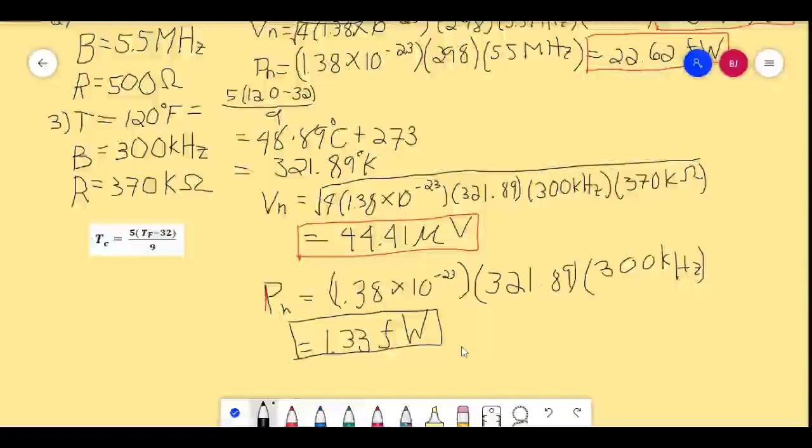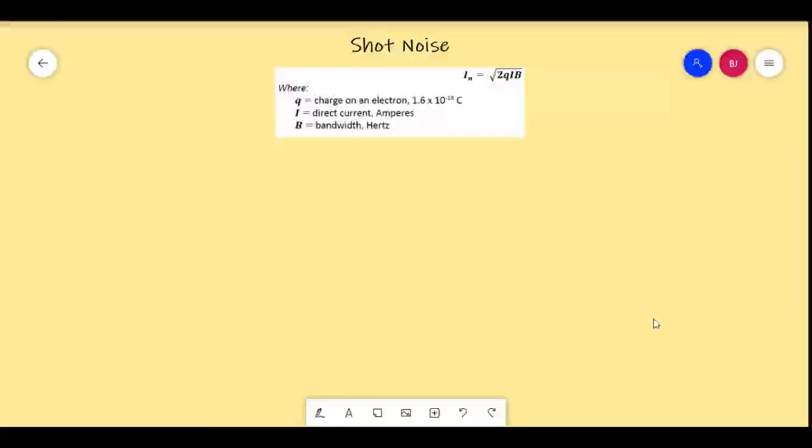So hopefully you understand how we're able to calculate thermal voltage or thermal noise voltage and thermal noise power. Now, we'll go to our next supplementary topic, which is about computing for the shot noise current. Let us now proceed to the second part of our discussion, which is about calculating shot noise. Unlike the thermal noise, where we are able to compute noise voltage and noise power, for shot noise, which is affected by DC biasing, we are actually able to calculate its noise current.